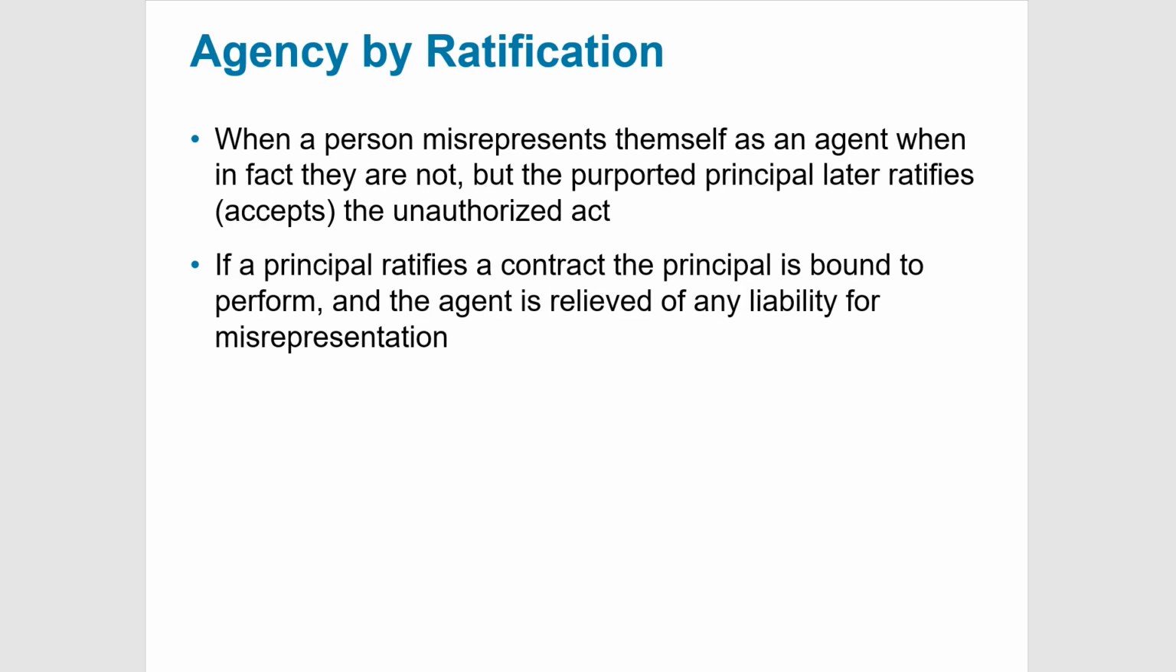Agency by ratification. Another way that an agency relationship can occur. This is pretty rare, but let's say a person misrepresents themselves as being an agent when they actually are not. But then later, the principal actually accepts the contract that was created or the act that was done, and therefore the principal would then be bound to it. And then the agent would also be relieved of liability for misrepresentation. So this can happen sometimes.